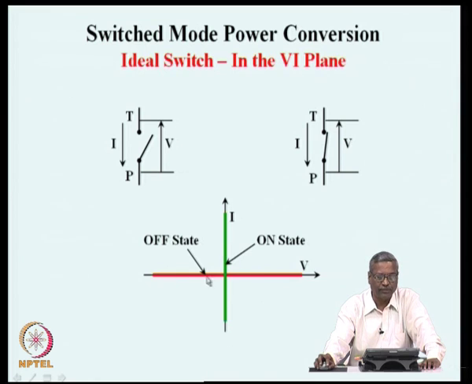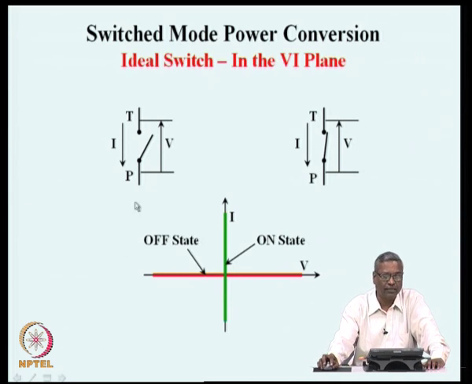The off state switch shown by the red line here will always be on the voltage axis corresponding to 0 current, and the on state operating point of the switch will always be on the current axis, indicating that the voltage across the switch is 0. These are the primary characteristics of the ideal switch.